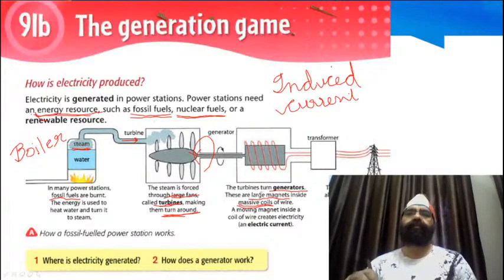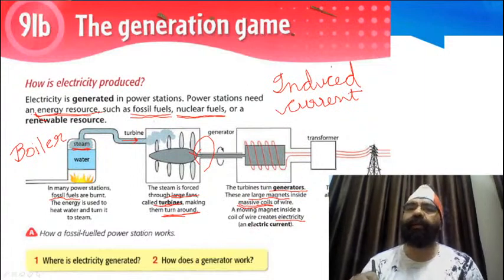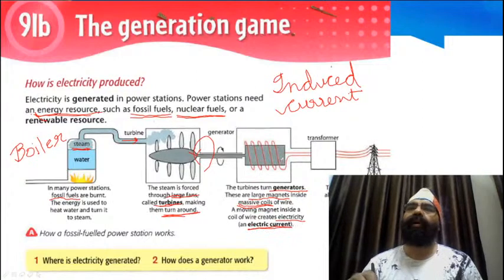Understood, beta? So a moving magnet inside a coil of wire creates electricity. So I get an induced current. The charge that is getting produced over there is flowing, so it is electric current. Got it? And now we supply this electric current to distant places.